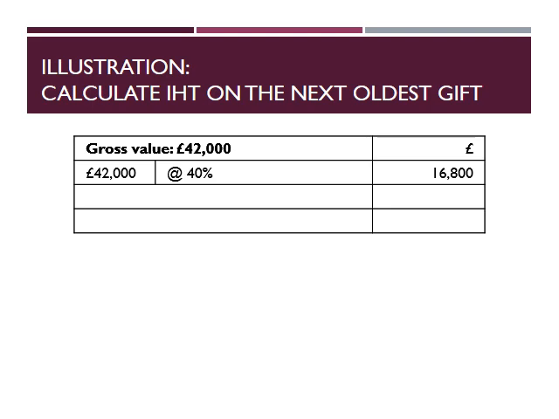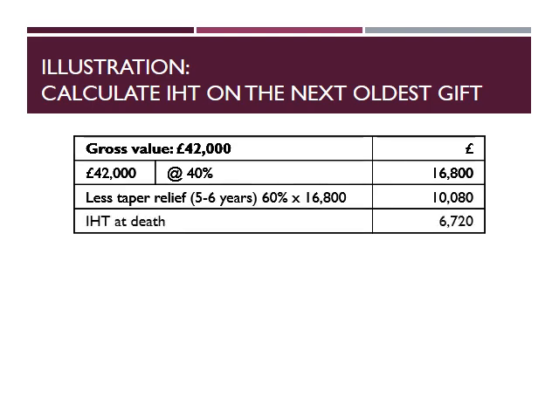There will, however, be some taper relief because the number of years between the date of the gift and the date of death was somewhere between 5 and 6 years. So here we can apply taper relief of 60%. So 60% of that 16,800 can be deducted from the total inheritance tax, leaving an inheritance tax liability at death of £6,720.